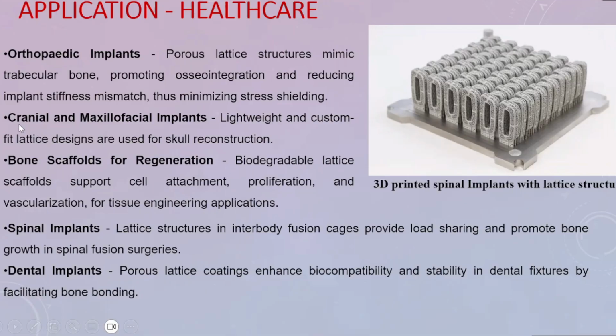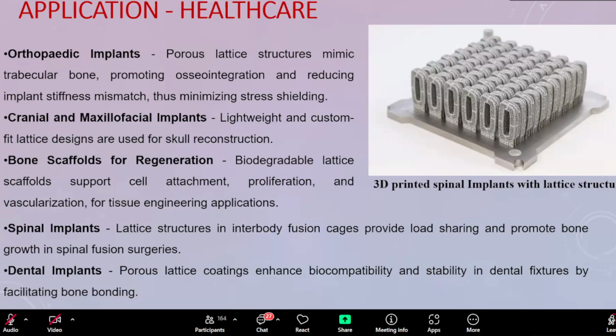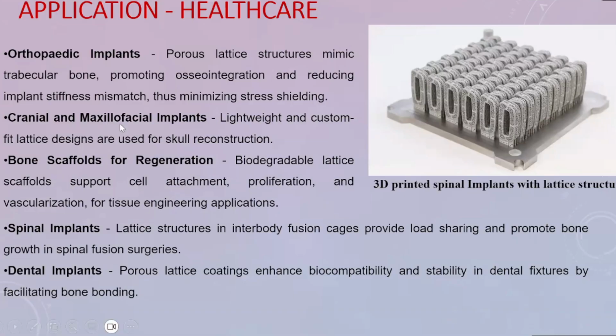And apart from that, we can also have cranial and maxillofacial implants. Cranial means the implants related to the skull, and maxillofacial means the implants related to the face. The bones present on the face are called maxillofacial implants. So this is for skull reconstruction and bone scaffolds for regeneration. I already told you a scaffold is a unit cell which assists in bone growth as well as mimicking the bones present in our body.